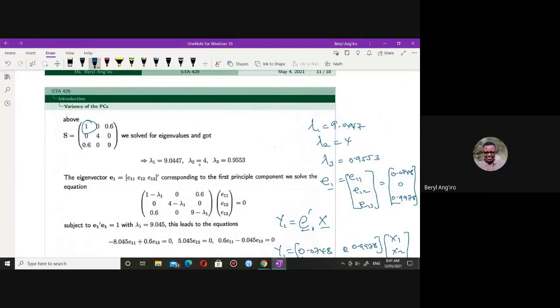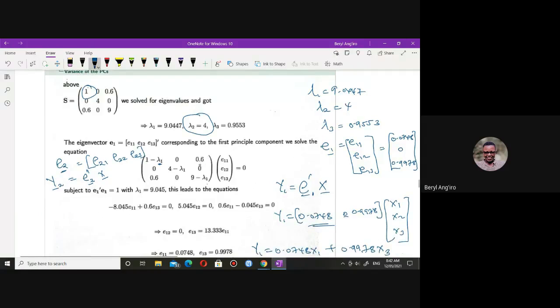To calculate the second principal component, we replace lambda by 4. That is, lambda 2 is 4. So here we have 1 minus 4, 4 minus 4, 9 minus 4. Then we get E2, the vector E2, which is E21, E22, and E23. Then from here we can get the second principal component, which is E2 times x. That will give the second principal component. And again, you can calculate the third principal component by replacing lambda 3 in this equation.